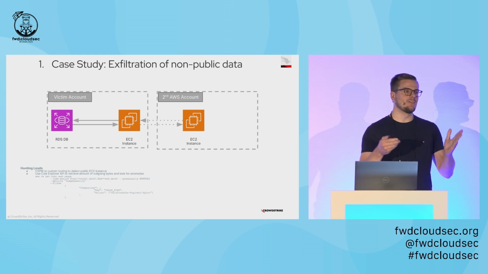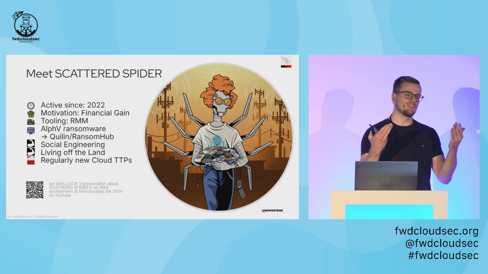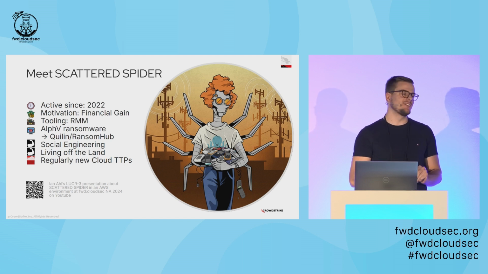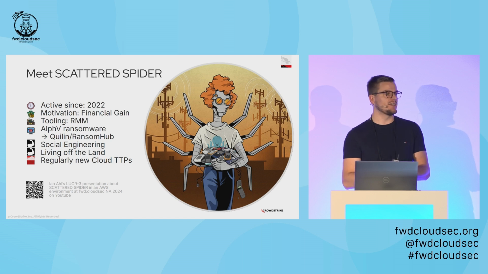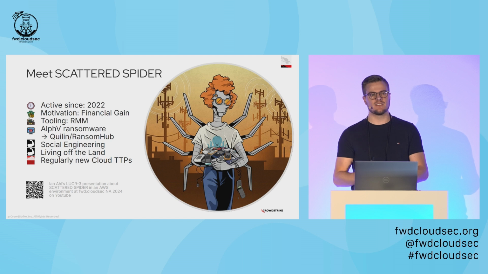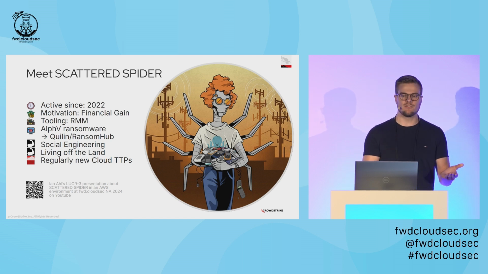Now, let's take a look at our second example. And I couldn't give a presentation these days about cloud-conscious cases without mentioning Scattered Spider. Scattered Spider is a financially motivated threat actor that has been active since 2022. They use very little custom malware. If they have to do anything host-based, they will rely on remote management software.